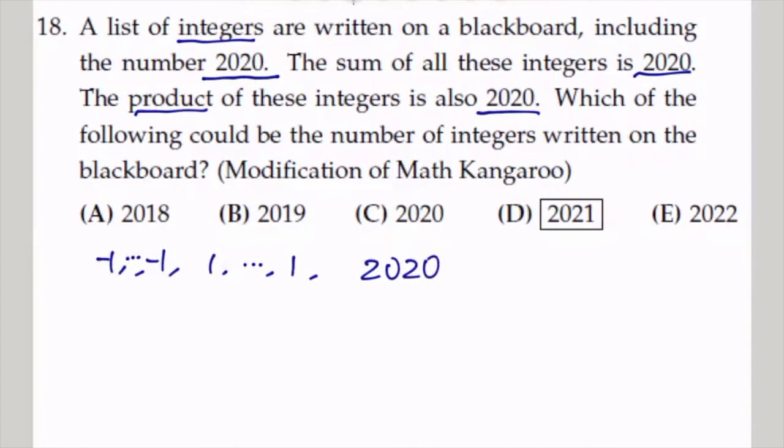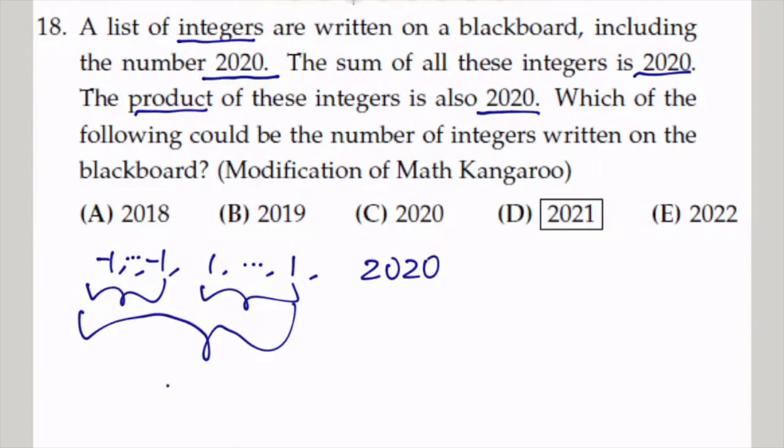Okay, we see that the product is 2020, which means that the number of -1s should be even. There should be an even number of -1s. And the sum is 2020, which means that we have the same number of negatives and positives. So this is an even number, and this one is also an even number, which means that the number of the -1s and the 1s in total should be a multiple of 4, right?